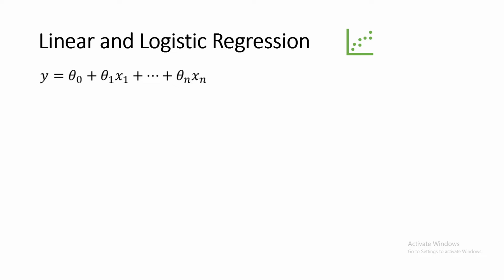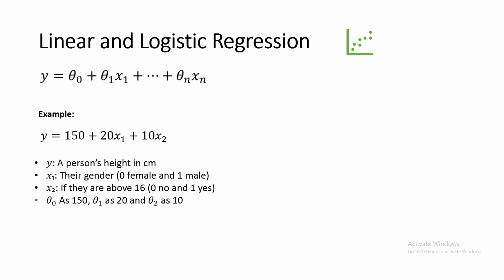Linear regression takes the following form, where y equals theta 0 plus theta 1 x1 plus all the way to theta n xn. And let's go through an example here, where y is a person's height in centimeters, x1 is their gender, so 0 is female and 1 is male, x2 is if they are above 16, 0 no and 1 yes, and we have the following theta values. And let's say we wanted to figure out, okay, is gender more important, or is the person being above the age of 16 more important in predicting a person's height?